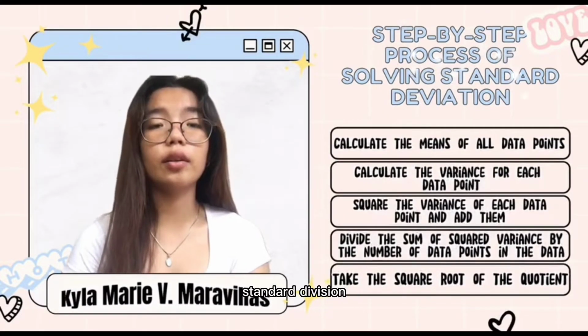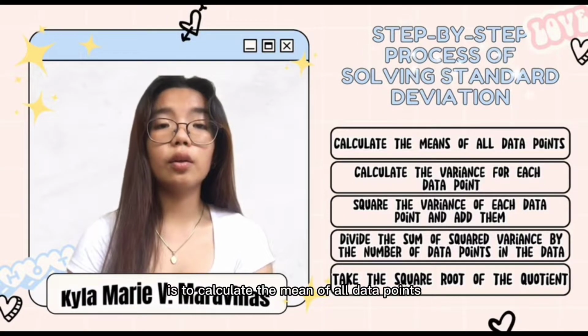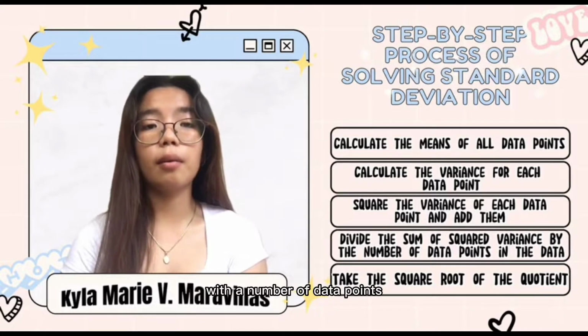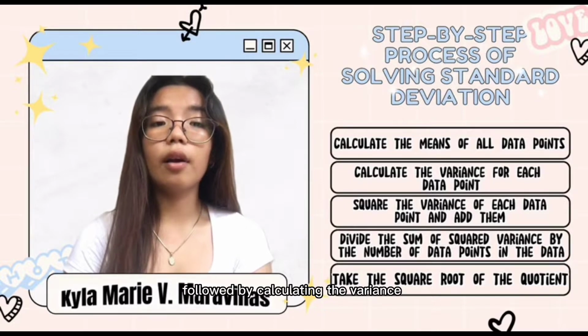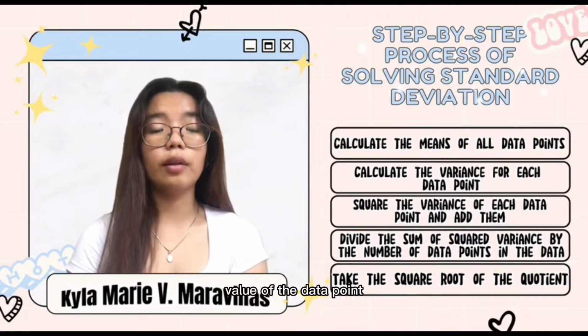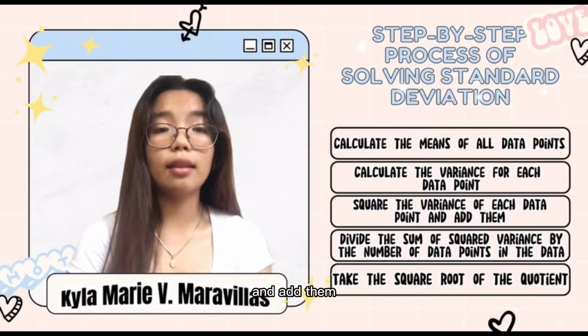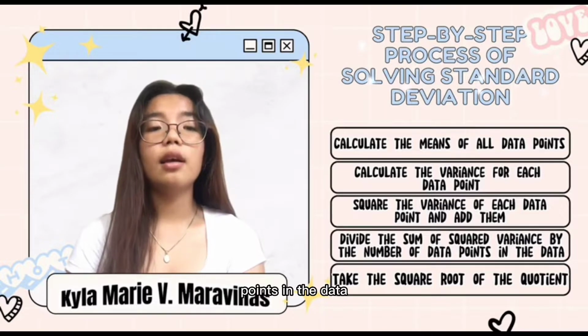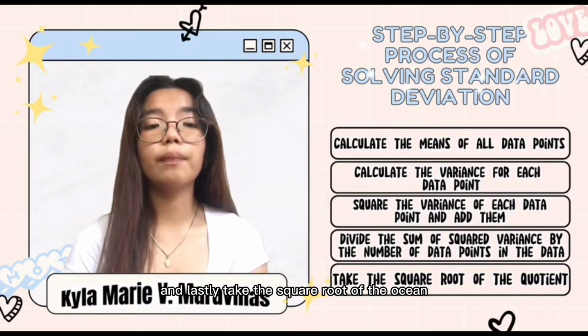In calculating the standard deviation, the first thing to do is to calculate the mean of all data points, which is done by adding all the data points and dividing them by the number of data points, followed by calculating the variance for each data point, which is by subtracting the mean from the value of the data point. Then square the variance of each data point and add them, divide the sum of squared variance values by the number of data points in the data, and lastly, take the square root of the quotient.